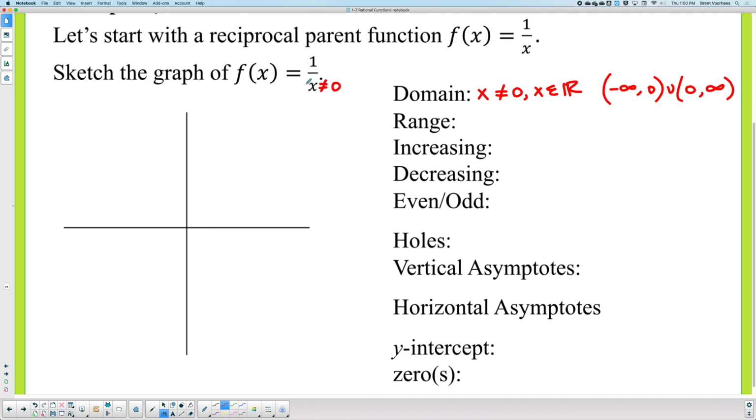Does this x cancel with anything in the numerator? Can it be simplified? Can it be removed? No, there's nothing to cancel. So we will not have a hole, because nothing canceled, but we will have a vertical asymptote at x equals 0. So what I'm going to do is come to the y-axis, draw a vertical line, and make it dashed. Let me put on here x-axis, y-axis. Make it dashed like that.